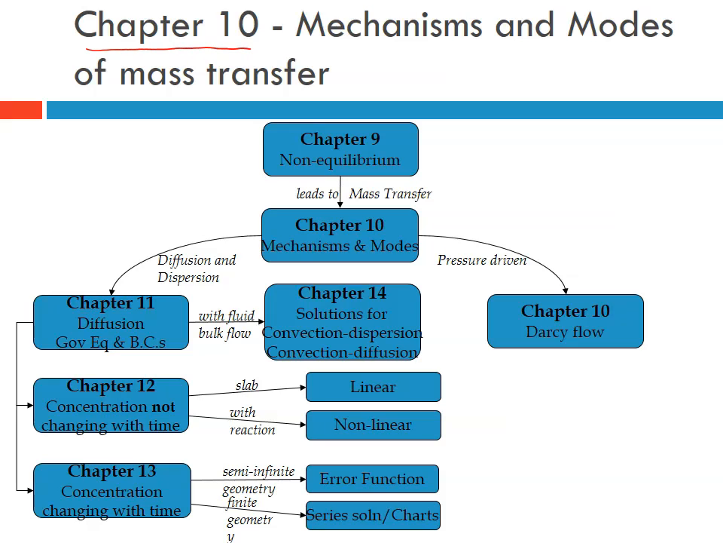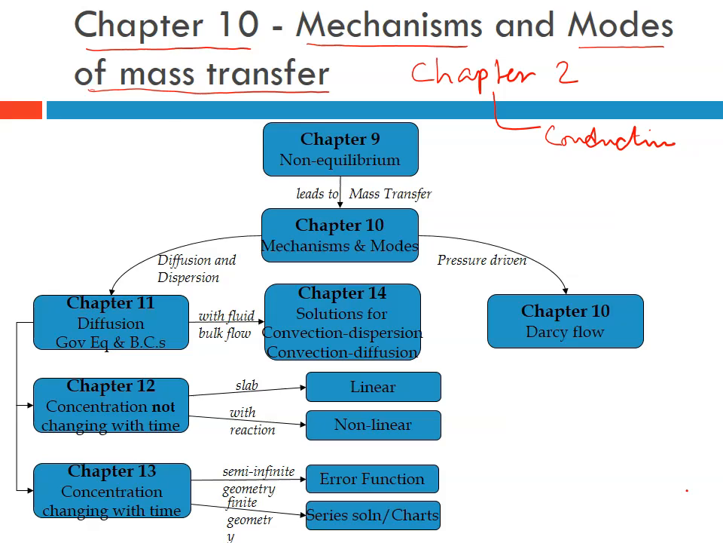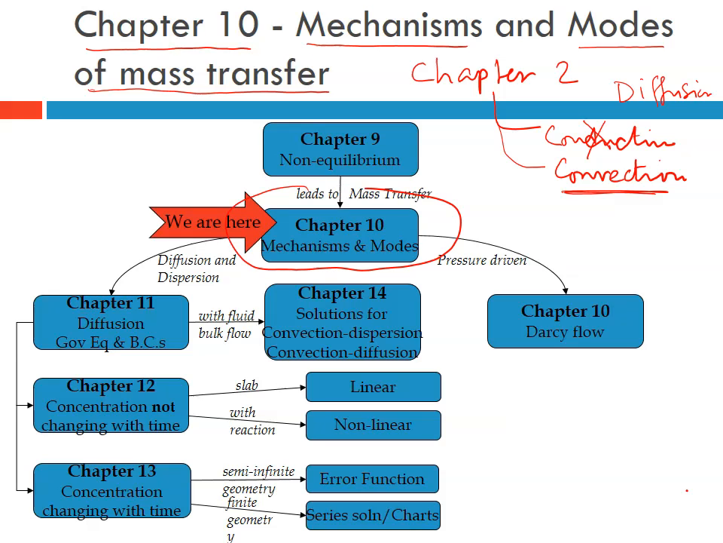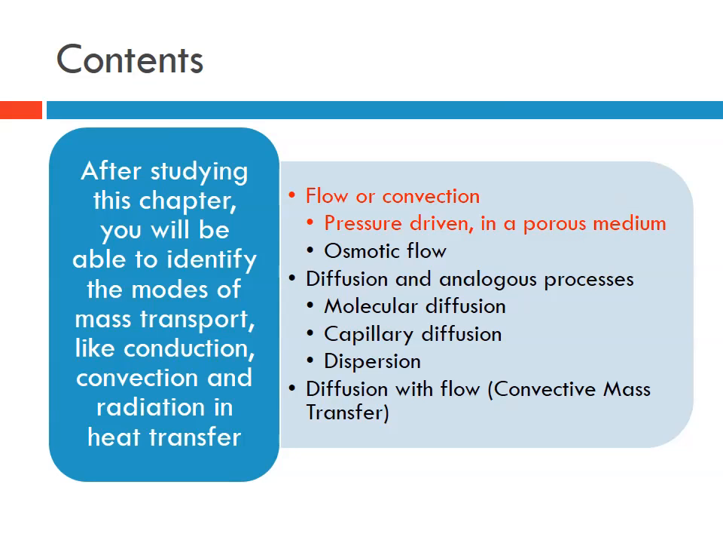Okay, let's get started on chapter 10, mechanisms and modes of mass transfer. This one mirrors chapter 2. You remember chapter 2 in heat transfer, we talked about conduction and convection. So just like that, here we will talk about diffusion and we will also talk about convection. So then we are in this chapter here. So we are going to follow just like in chapter 2, diffusion and diffusion-like processes and then convection.